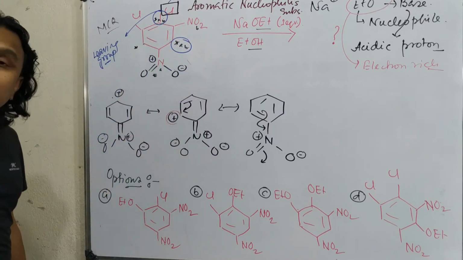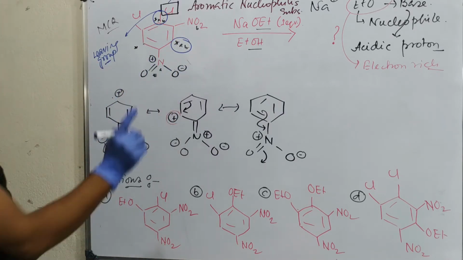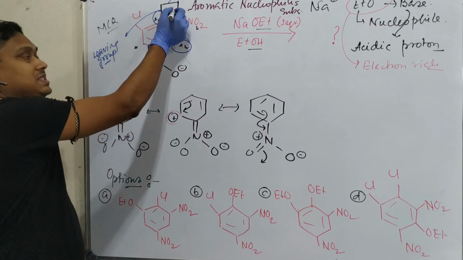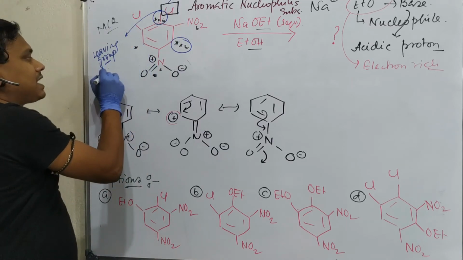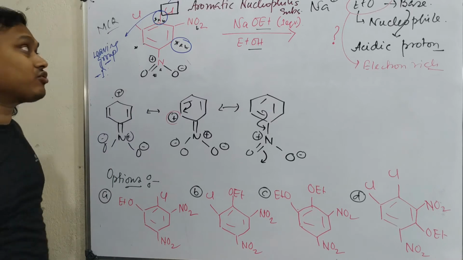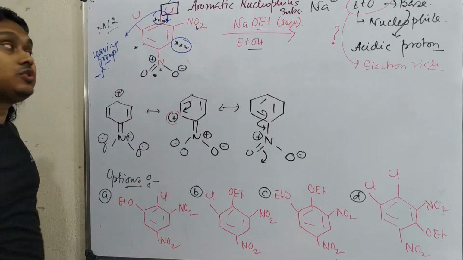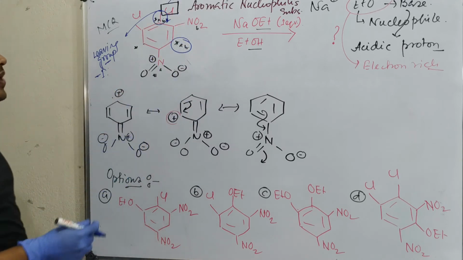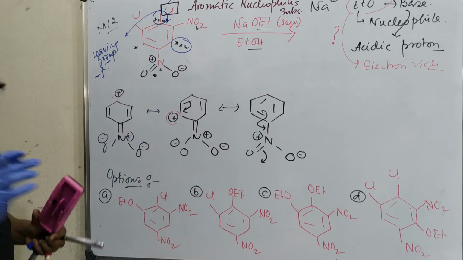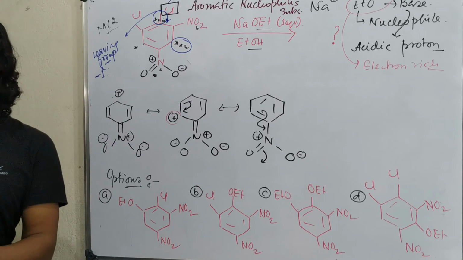Attack may happen elsewhere, but that will not have any fate. Second, why is attack preferred here? Because Cl also has a minus I effect, which increases the electron deficiency at this position one step further. So nucleophilic attack will be favored. So what is the expected structure after nucleophilic attack?